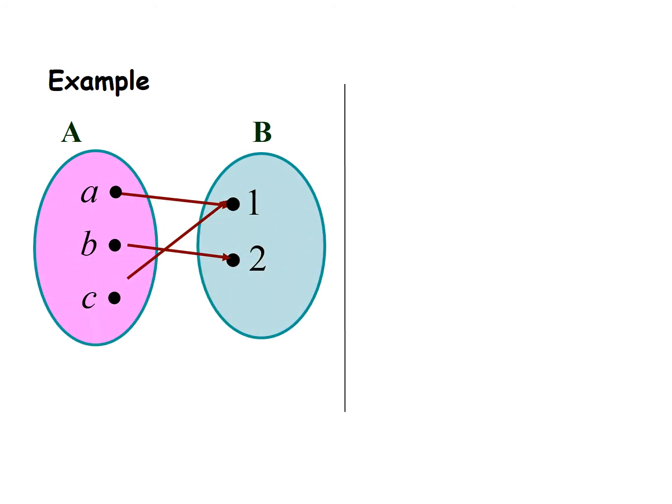The next one, we have the relation of set A and set B. As you can see, this is a many-to-one relation. Since the range is 1, 2 and the codomain is also 1, 2, this is an onto function. So this is a many-to-one and onto function.